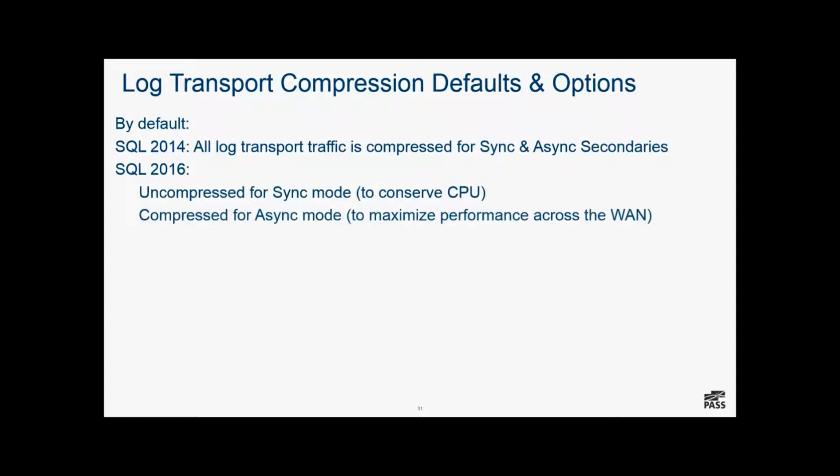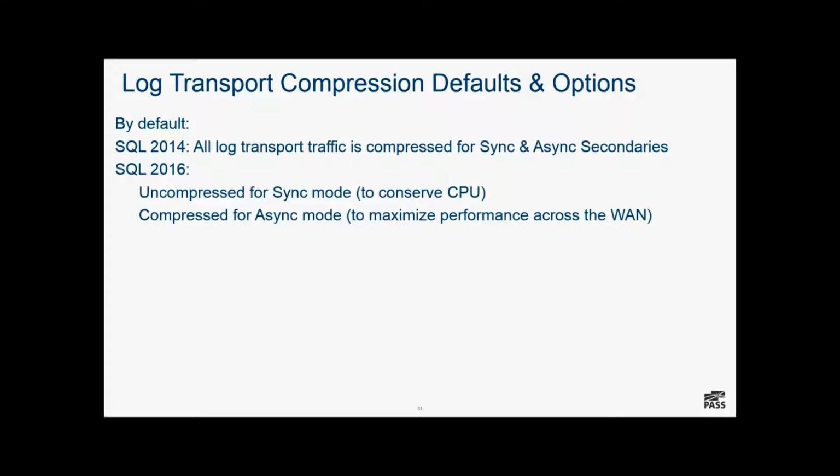And compression consumes CPU. So let's suppose you have... well, I'll get to that in a second. In 2016, the default, and again, this is very little known, is to not compress that log traffic. By default, no CPU cycles are invested in compressing that log traffic.